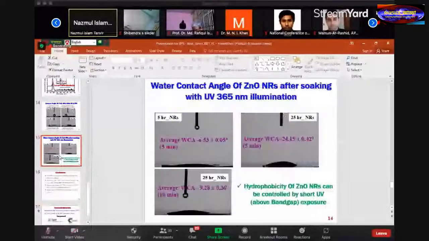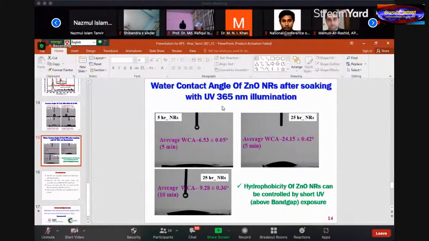Sir, there we soak with UV illumination, UV light. Okay, UV light that should have an energy higher than the band gap of the zinc oxide, which is 3.27. Is it so? Yes, sir. So short wavelength UV light. Yes, sir. You have written already 365 nanometer wavelength.